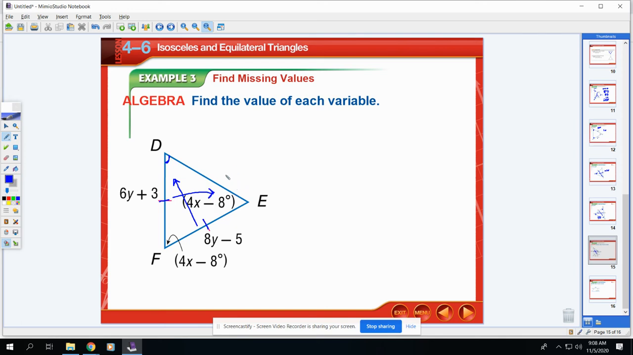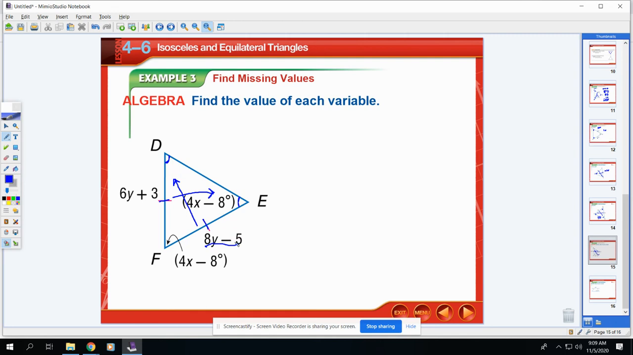So opposite of FE was angle D, opposite of FD would be angle E. So here 4x minus 8 is going to be congruent to angle D. And if we wanted to solve this for y here, we could do that right off the bat.